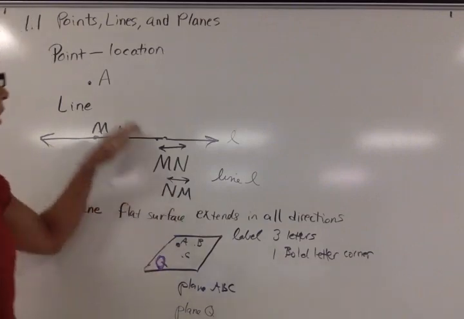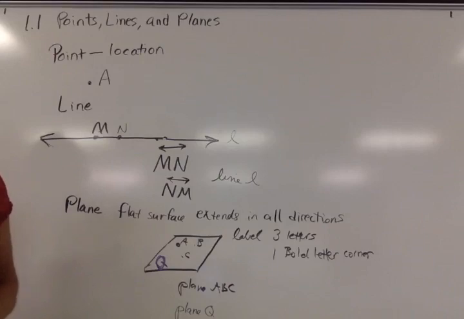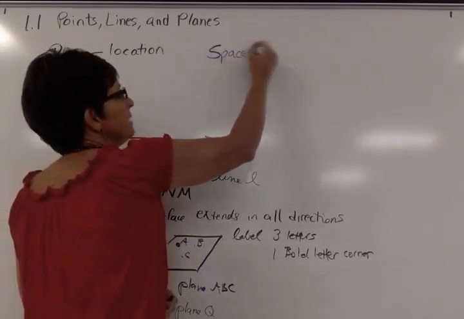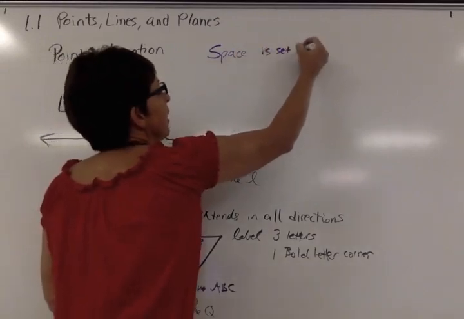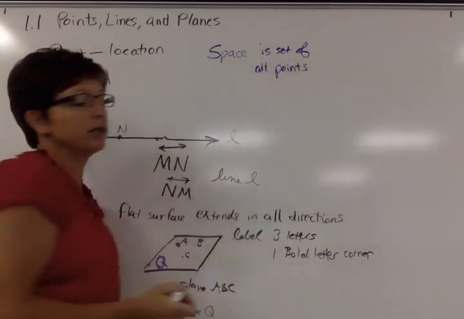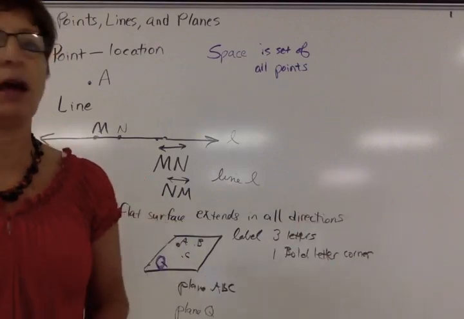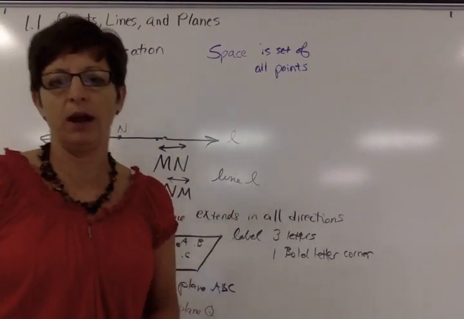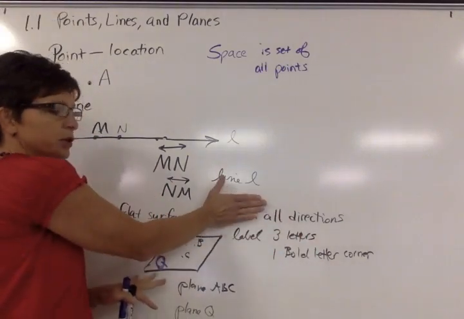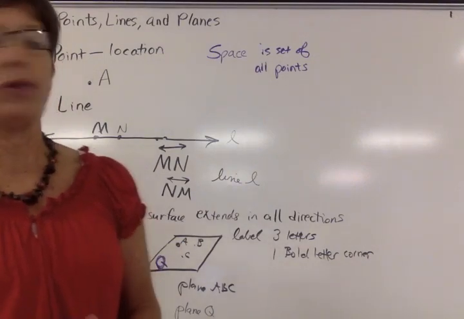Now, when I put all of the points in the entire universe together, that puts us together with our next term, which is space. And space is the set of all points. And that's what we consider to be our 3D world. It's everything in 3 dimensions, every possible point going in every dimension. Things will change when we're talking about a flat surface, which is a plane, or if we're talking in 3 dimensions. So we have to kind of be ready for that.